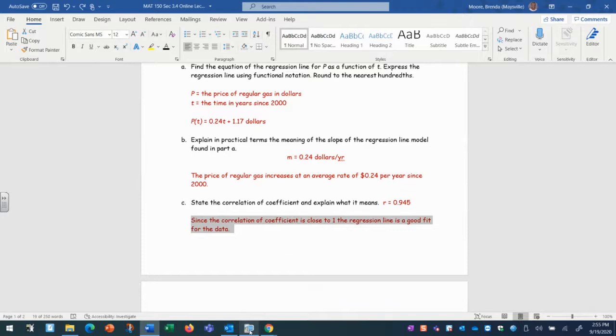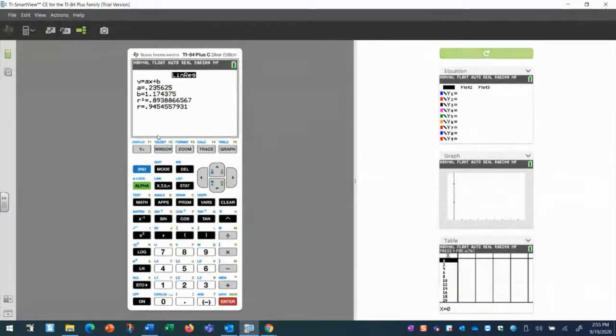Let's go ahead and look at our regression line. Let's plot this. So y equals, go ahead and type in the equation, 0.24x plus 1.17. I want to graph this, but I want to graph it with my points also.